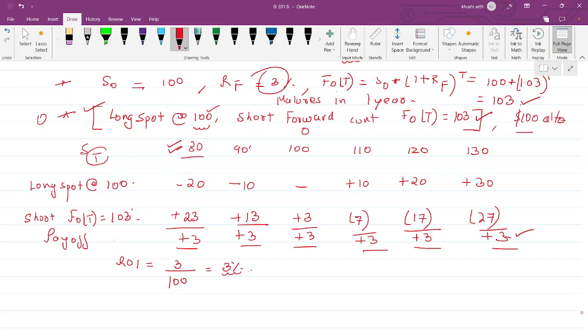Right? So always remember that the combination of a long spot and a derivative on that spot is going to give me a return which equals the risk free rate of return, irrespective of what the price of the underlying is at the maturity of the forward contract. I hope this is clear.